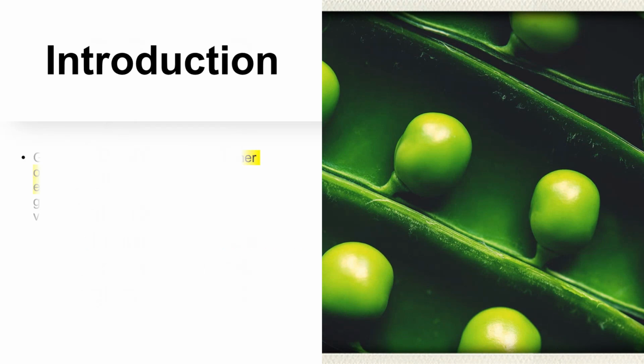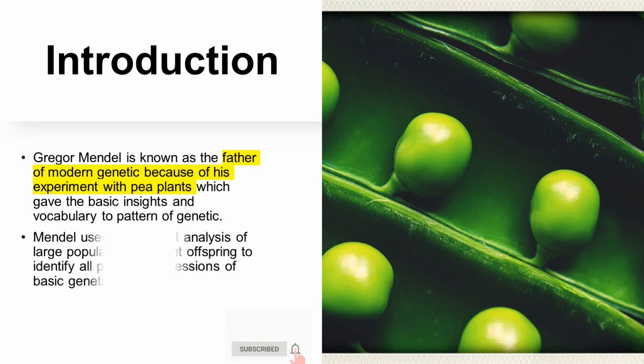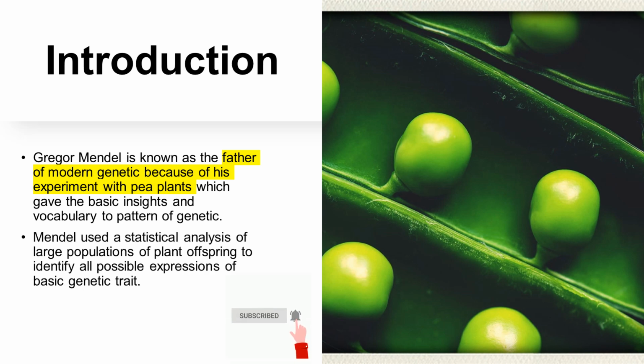Introduction. Gregor Mendel is known as the father of modern genetics because of his experiment with pea plants, which gave the basic insights and vocabulary to patterns of genetics. Mendel used a statistical analysis of large populations of plant offspring to identify all possible expressions of basic genetic traits.